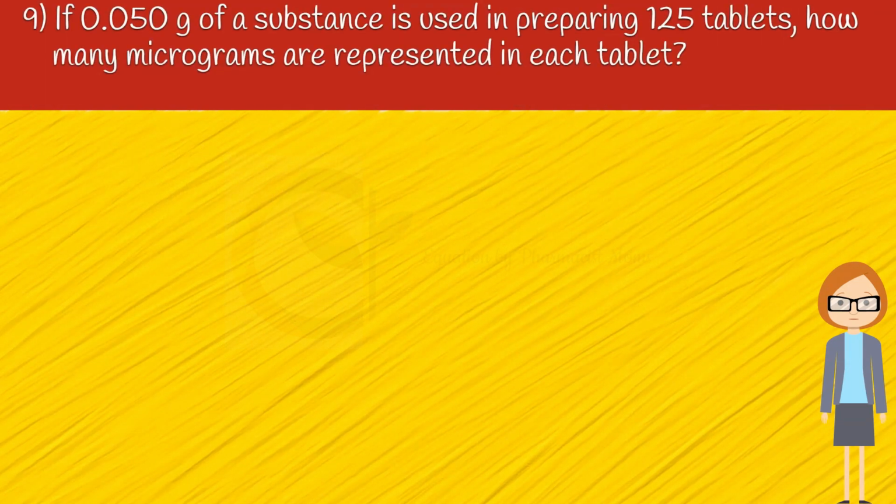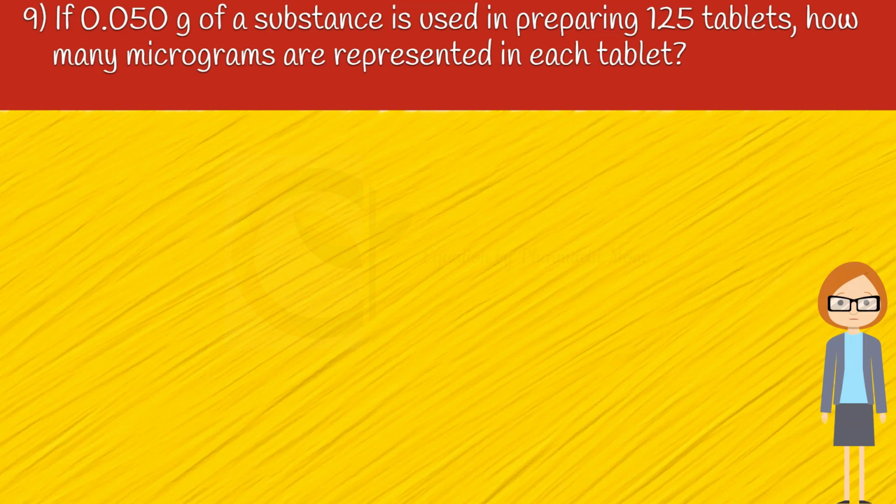Question 9. If 0.050 gram of a substance is used in preparing 125 tablets, how many micrograms are represented in each tablet? To find out how many micrograms are represented in each tablet, you need to divide the total amount of the substance, in micrograms, by the number of tablets.